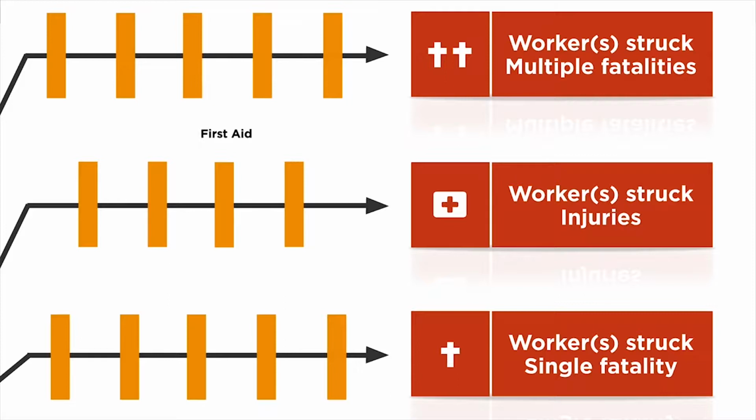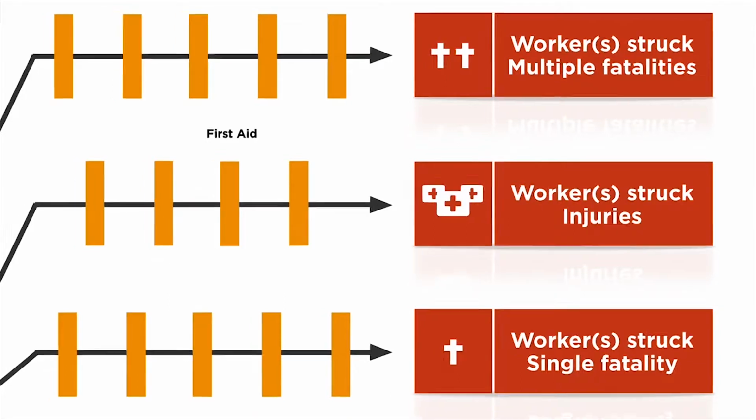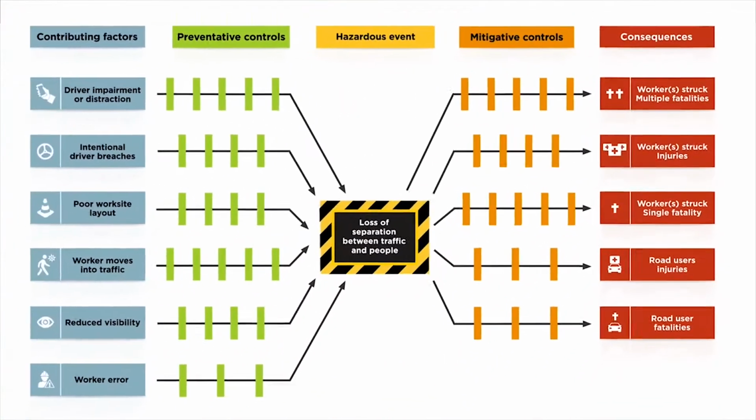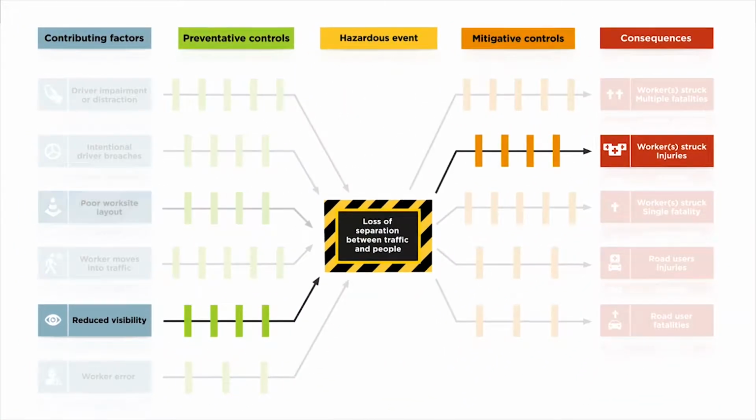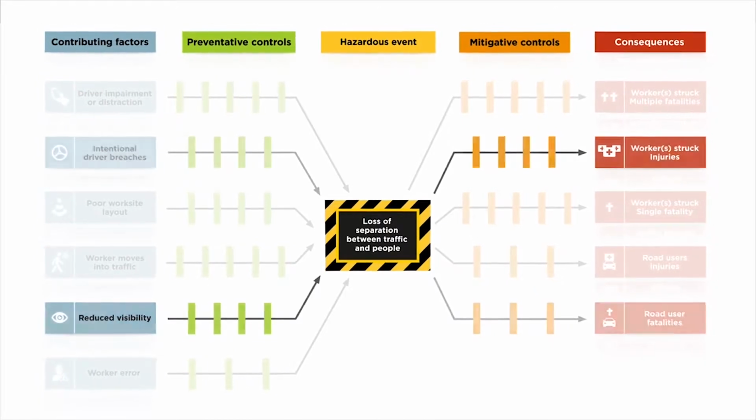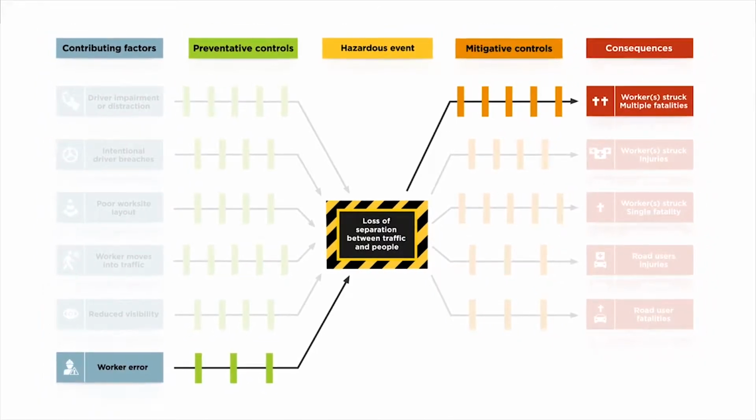As another example, first aid will not prevent the event from occurring, but it can save someone's life. The power of a bow tie is that it gives an overview of multiple plausible scenarios and a range of controls in a single view.